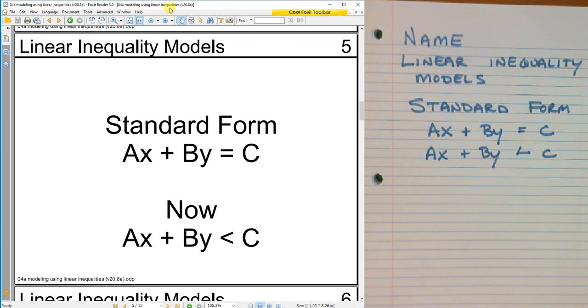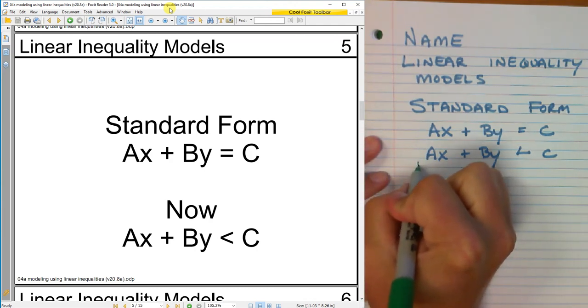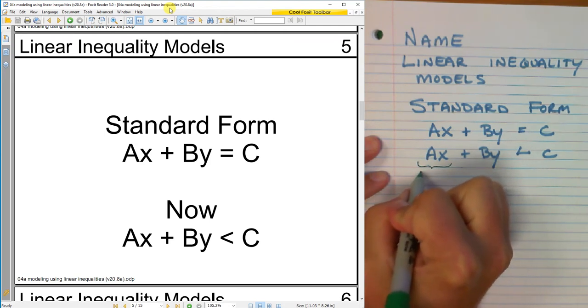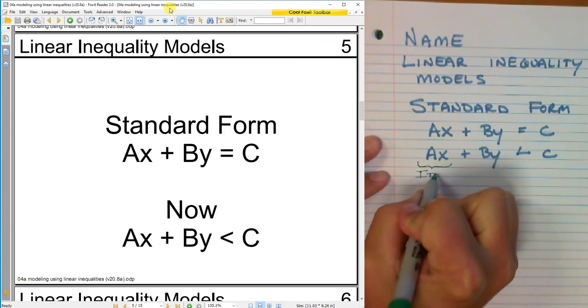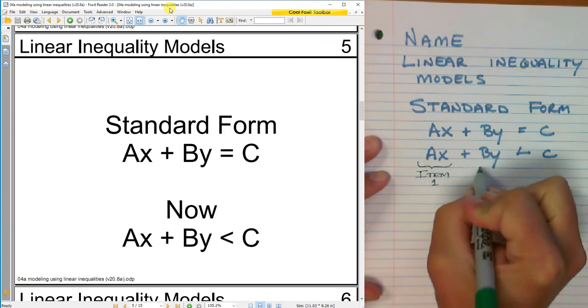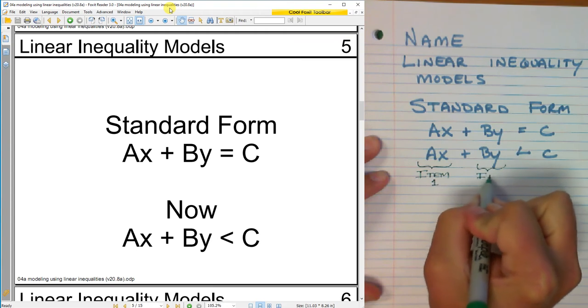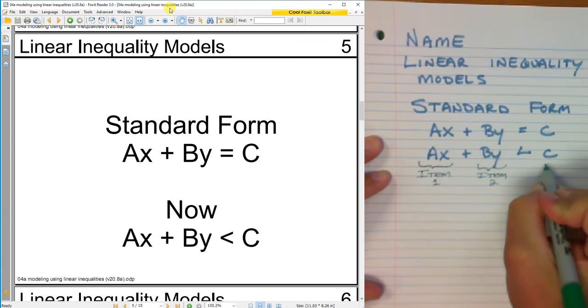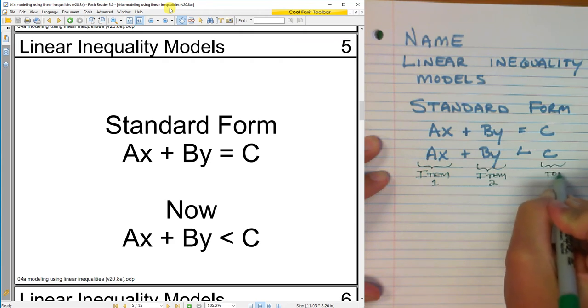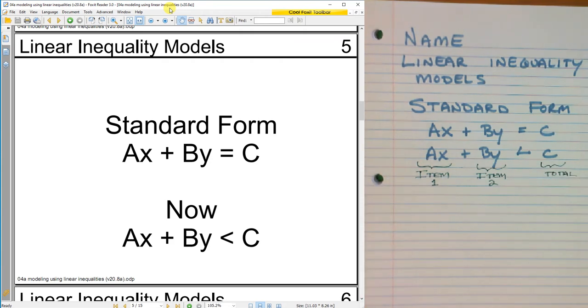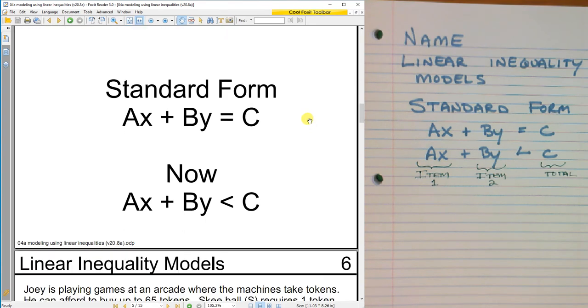And for the most part, these are going to work out as two distinct types of items. So this is usually item 1. This will be item 2. And this usually is going to be the total for us. Item 1, item 2, and a total. When we do slope-intercept equations, we usually have a starting point and how it's changing. But for standard form, it's 2 items.